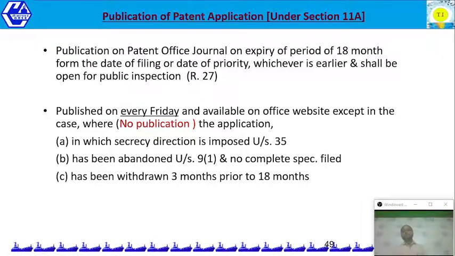So after expiry of 18 months of your initial filing of the patent, your patent will automatically be published in the IPO journal. The IPO journal is generally published every Friday, and it is available on the official website of the IPO.